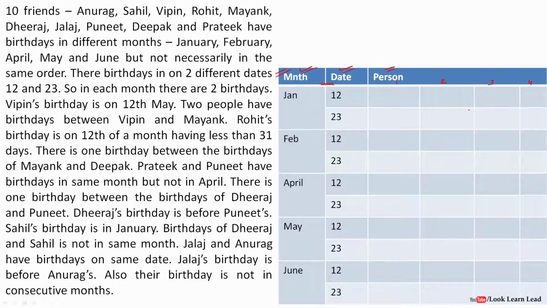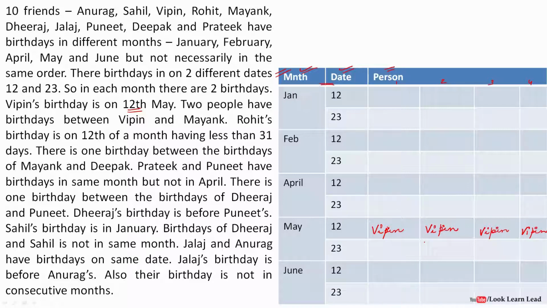So let's see this question. Let's read the question. The first, Vipin's birthday is on 12th May. So 12th May is for Vipin. So this is fixed. So here we would be writing it as Vipin for 4 scenarios. Vipin's birthday is on 12th of May.